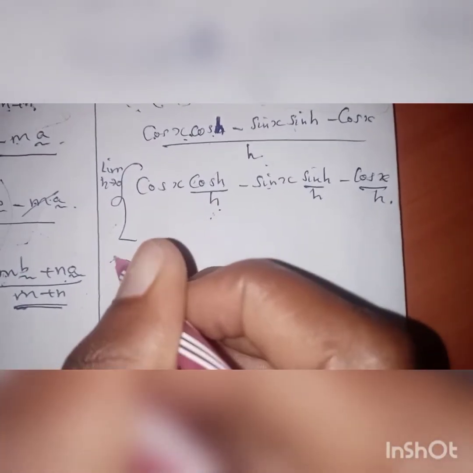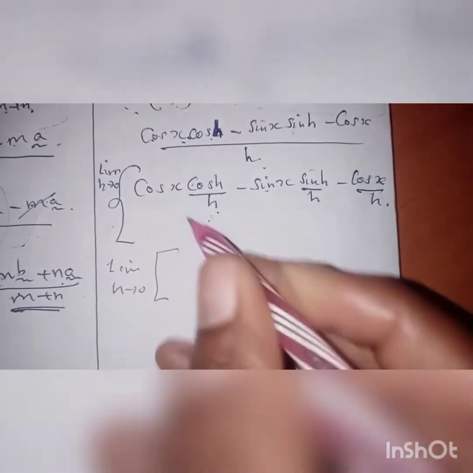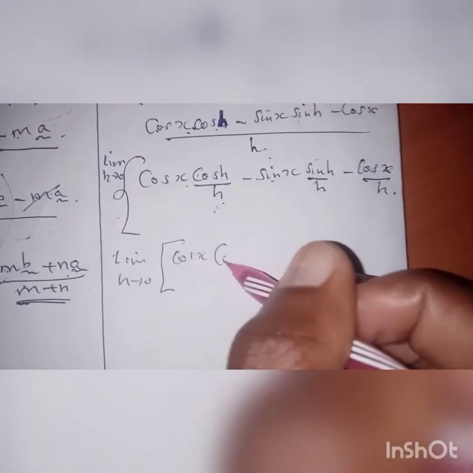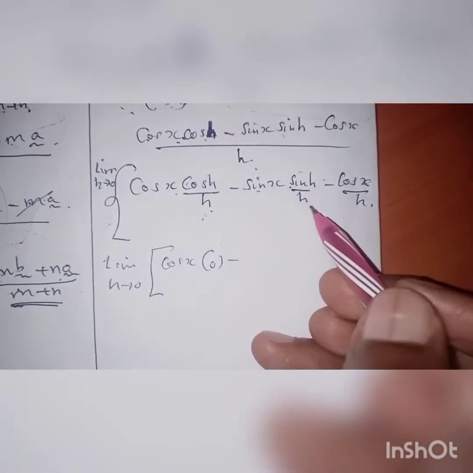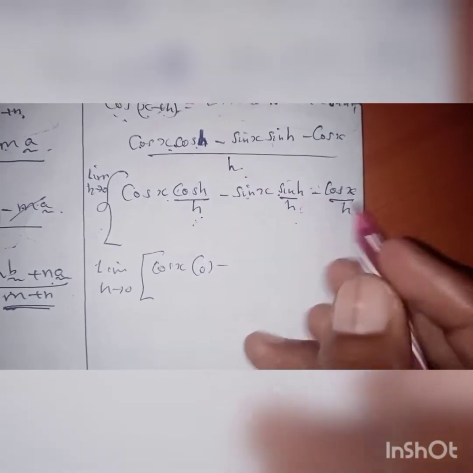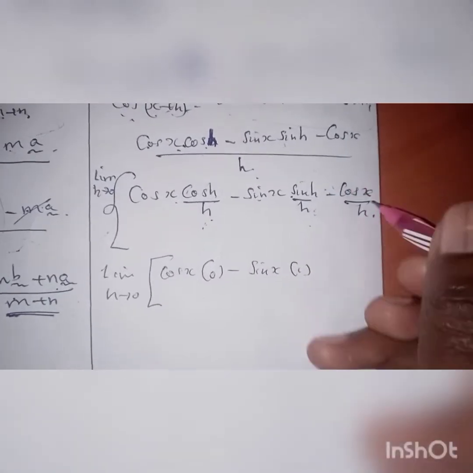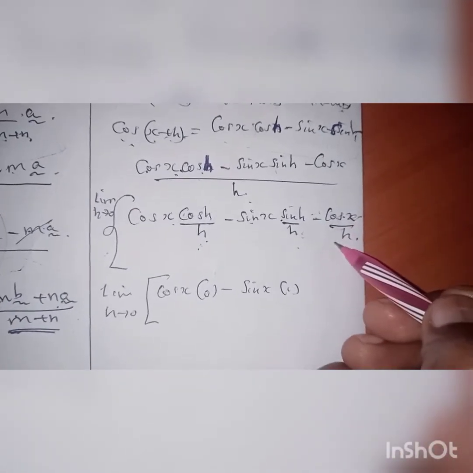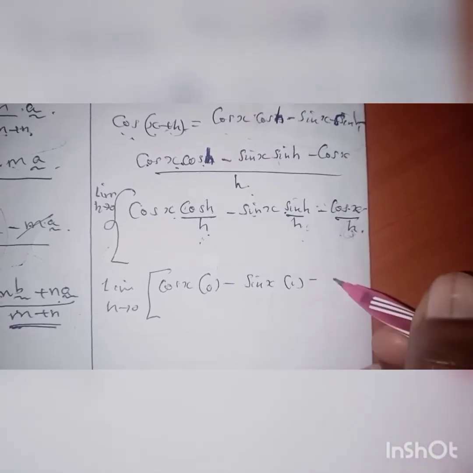Therefore, the limit as h approaches 0 of that function is cos x multiplied by 0, minus the limit of sin h over h. When h approaches 0, this function mathematically becomes 1. And finally, cos x over h, when h approaches 0, this function just becomes 0.